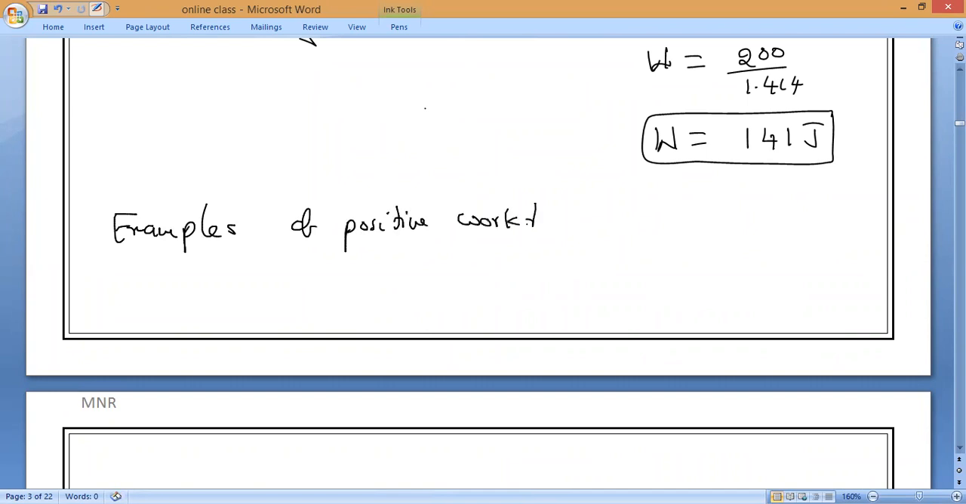Examples of positive work done, please. For example, you might have noticed in our surroundings a horse pulling a cart or a bull pulling a cart. Now tell me, is it positive work done or negative work done? I want the answer.